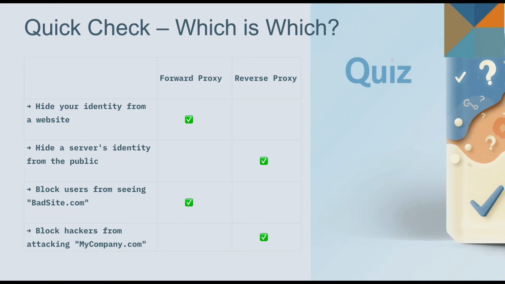Here is a quick check. What is what? If you want to hide your identity from a website, then you have to use a forward proxy. To hide a server's identity from the public, use a reverse proxy. To block users from seeing a bad site, you have to use a forward proxy. And if you want to block hackers from attacking your company, then you have to use the reverse proxy.